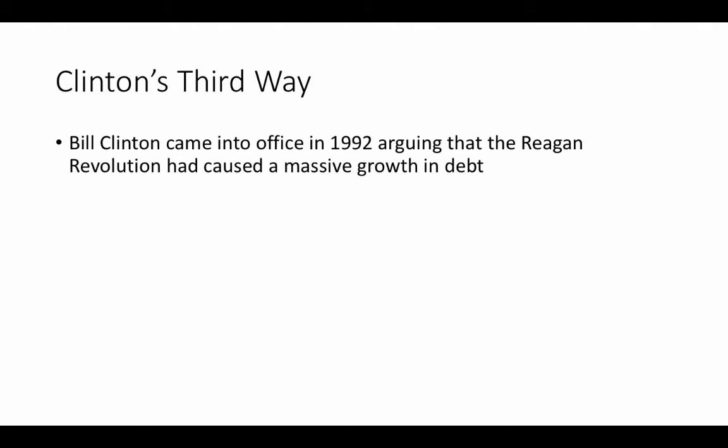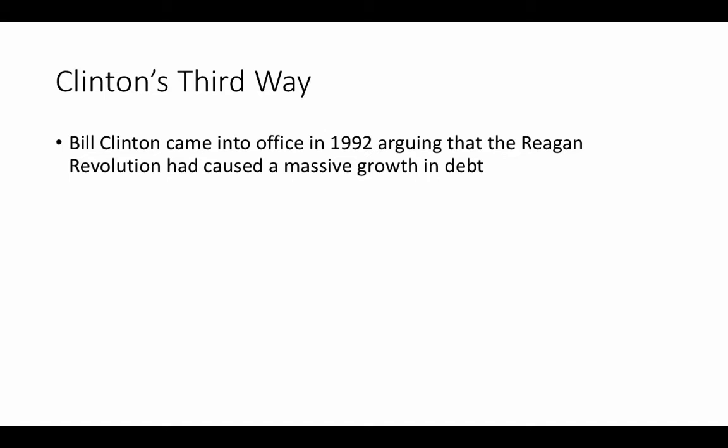Clinton's third way. When Bill Clinton came into office in 1992, he argued that the Reagan Revolution had had a serious drawback, and that was the growth of a massive debt in the federal government. When Reagan came into office, the debt was about $900 billion, and at that rate, most people at that time were claiming that it was starting to get out of control and we really needed to lower it. In fact, one of Reagan's promises was that we would collect enough taxes during the 1980s in order to pay down that debt. By the time he left, the debt was about $3 trillion.